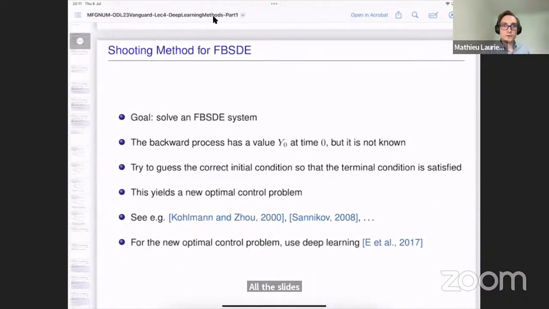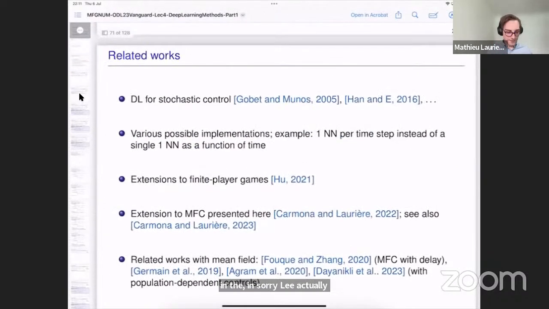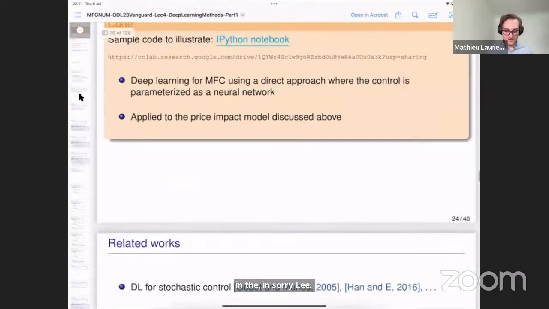Okay, is there another question? Okay, another question. So how about when the control is dependent on mu? How can we approach that? Yes, it's a very good question. Thank you. So actually, I mentioned that a little bit later, sorry, actually I mentioned it here. I have one more slide, so thank you for reminding me after the code.